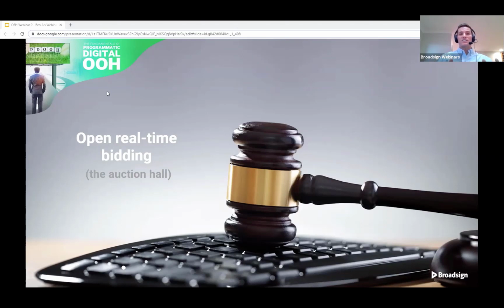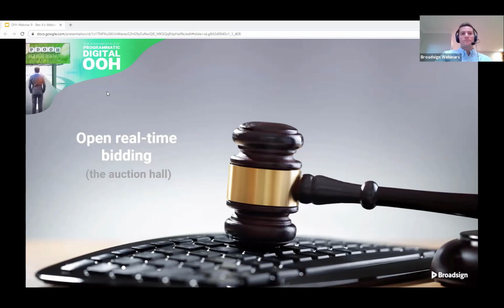For advertisers and agencies, it's probably the most accessible type of programmatic buy, given you can just throw your hat straight into the ring. You don't necessarily need to have an existing relationship with the publisher. So open real-time bidding could be a good place to start for a lot of online and digitally focused buyers who may not have relationships with digital out-of-home publishers and who may not have bought any digital out-of-home inventory or impressions in the past.